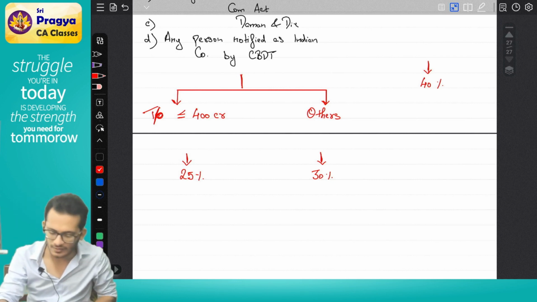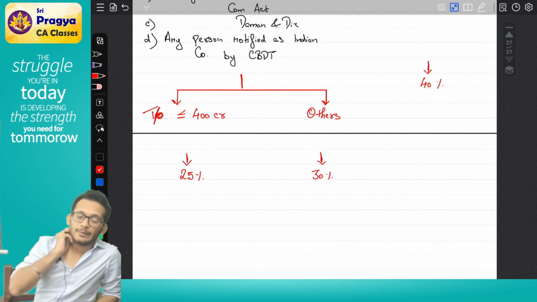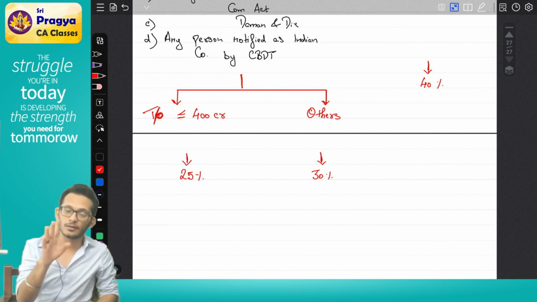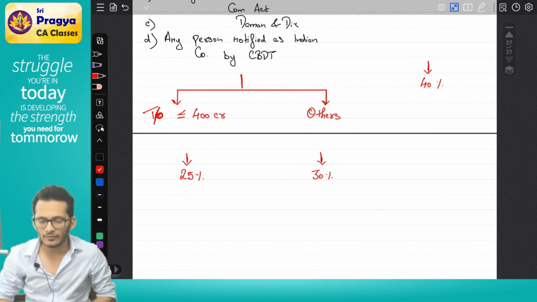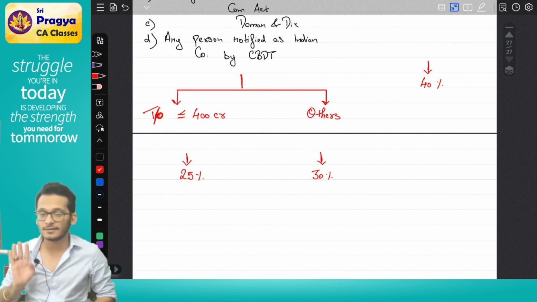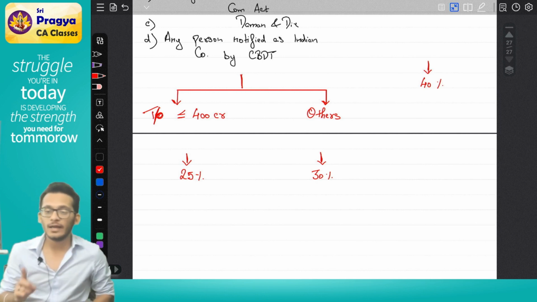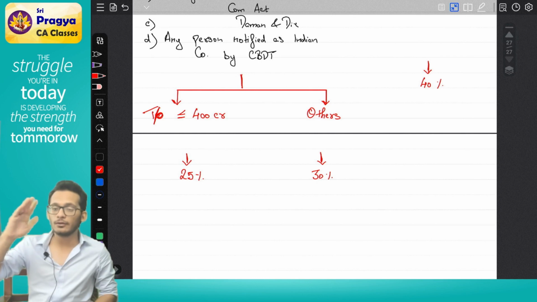Now, the question to you is like this. I am telling you that if your turnover is less than 400 crores, you will get 25%. Now, this is a tax. Will you like to know at the start of the year itself, or will you like to know at the end of the year?